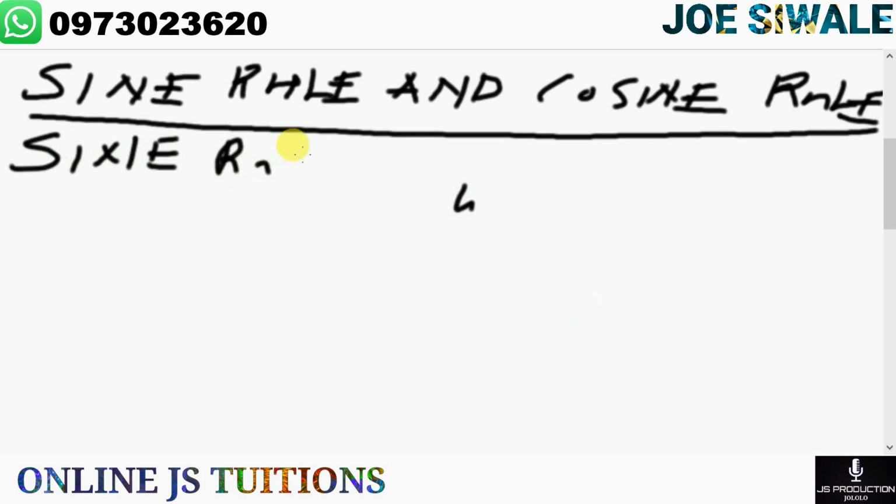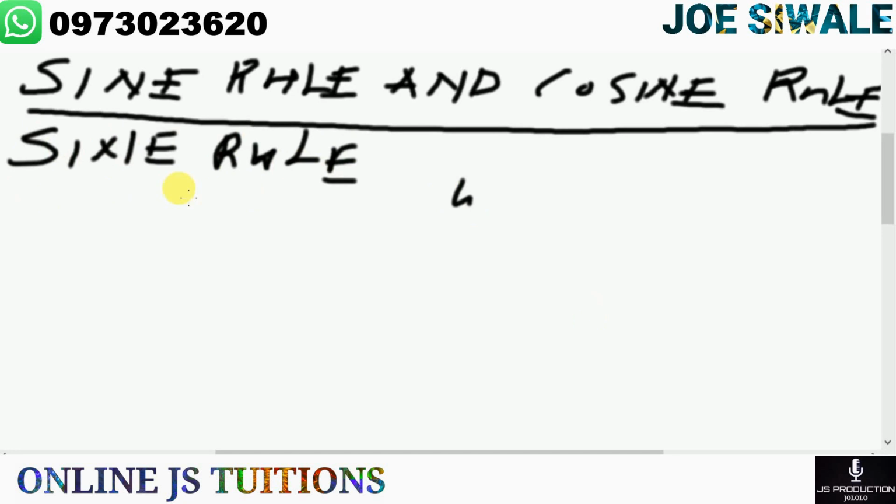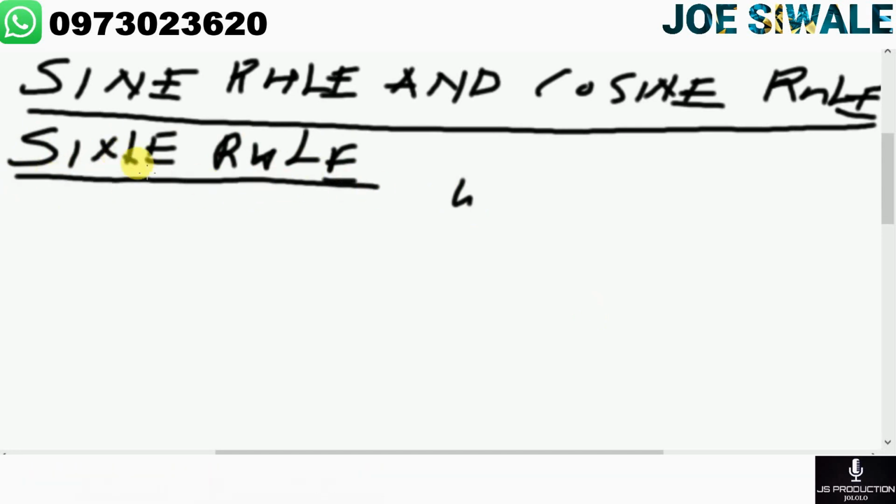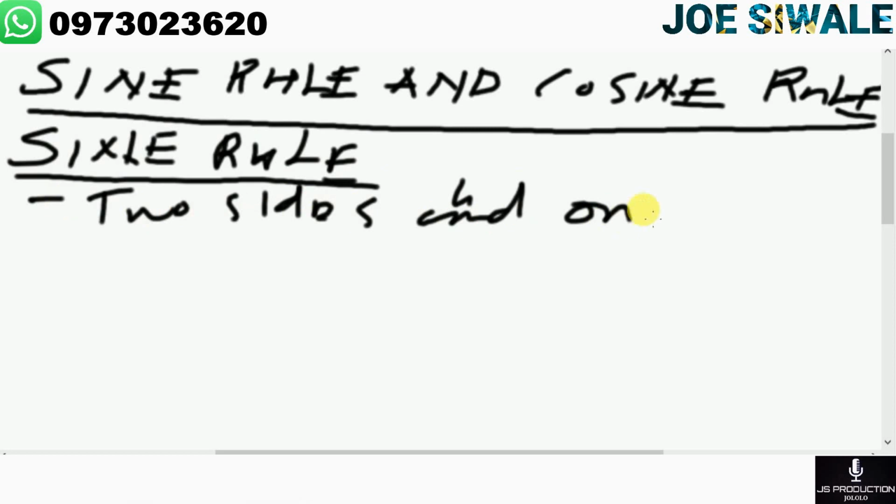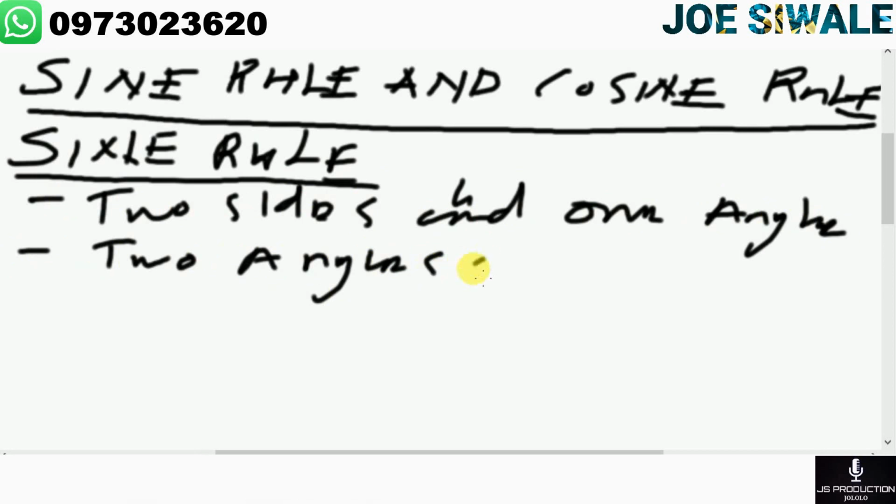So you use the sine rule when you have been given two sides and one angle. So when you have been given two sides and one angle, that's when you use the sine rule. Or you use the sine rule when you have been given two angles and one side.